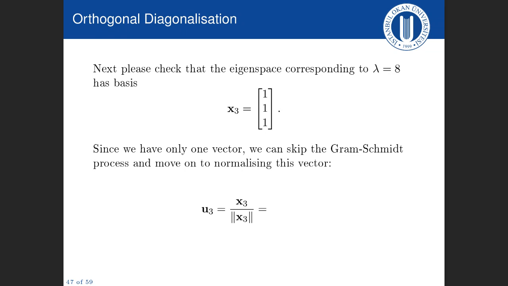The formula would be V3 is equal to X3, and then we would normalize it. We're just creating extra work for ourselves. So just straight away, let's normalize this and then we'll be done. The norm of X3 is going to be root 3. So our third and final unit vector is going to be 1 over root 3, 1 over root 3, 1 over root 3.